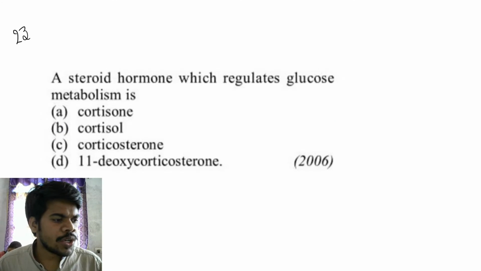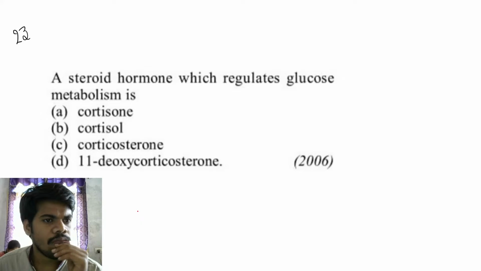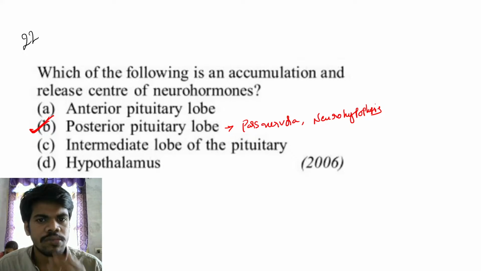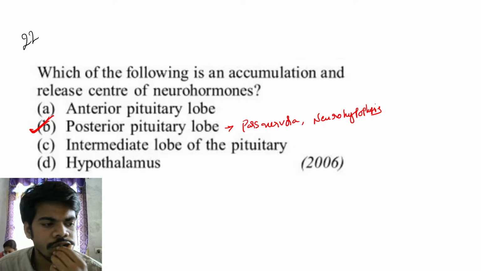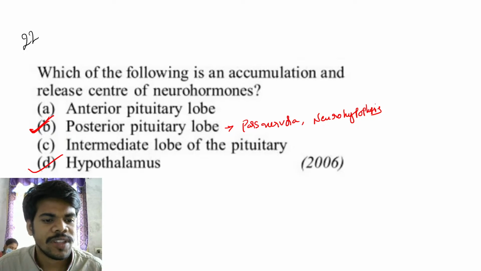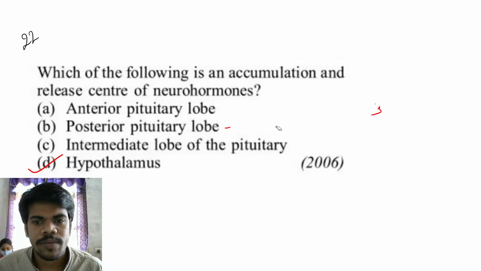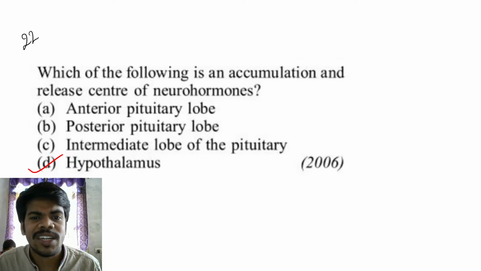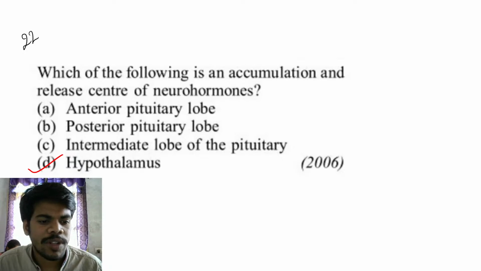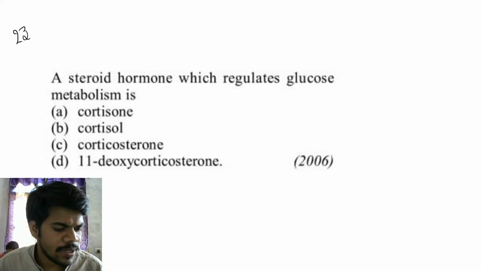Come to the 23rd question. For the 22nd question, the right answer is not the posterior pituitary lobe, it is the hypothalamus. Sorry. Which of the following is an accumulation and releasing center of neurohormones? Hypothalamus is the right answer. Yes.